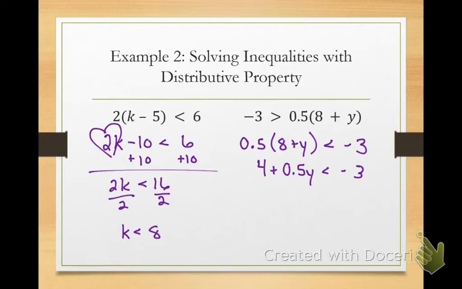Where does your heart go? Does it go around the 4 because the 4 comes first? No. Where does your heart go? 0.5y. Okay. So what do I do to get rid of or get the 4 to cancel? What do I do, guys? Subtract 4. Subtract 4 from both sides.